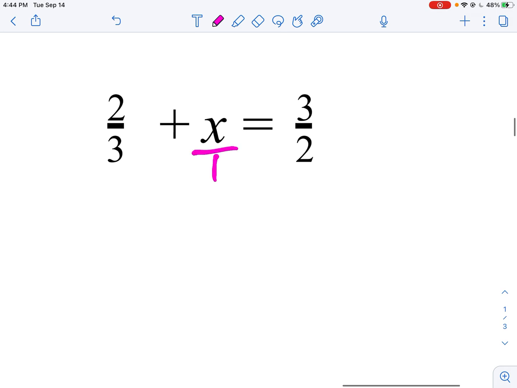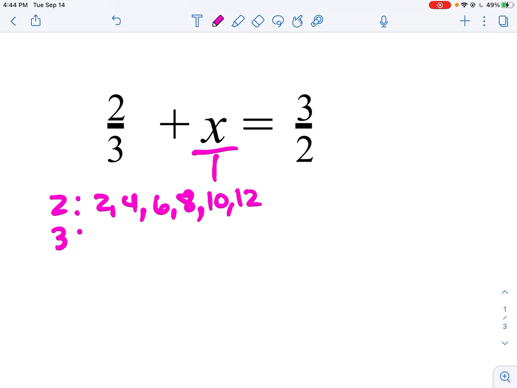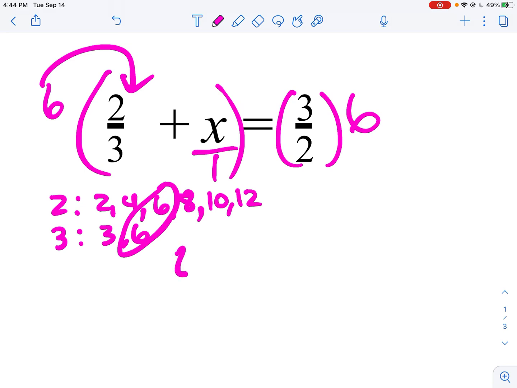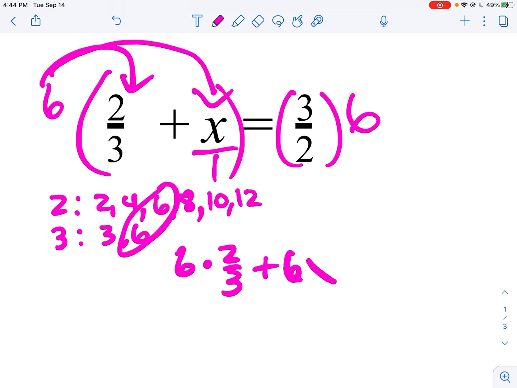So, this is over 1. So I have 2, so that's 2, 4, 6, 8, 10, 12. This is 3, 6, that's what's in common. So I'm going to multiply by 6, multiply by 6. So if I multiply this one by 6, I get 6 times 2/3. I multiply this by 6, and I get 6x equals 6 times 3 over 2.